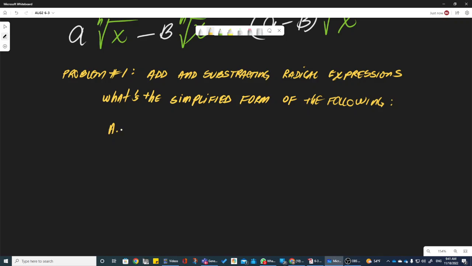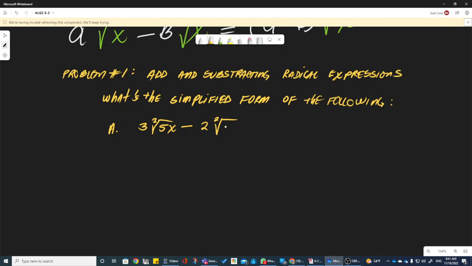Exercise A. You got 3 radical 5x to the second, or to the square, minus 2, and then the same radical. Okay?